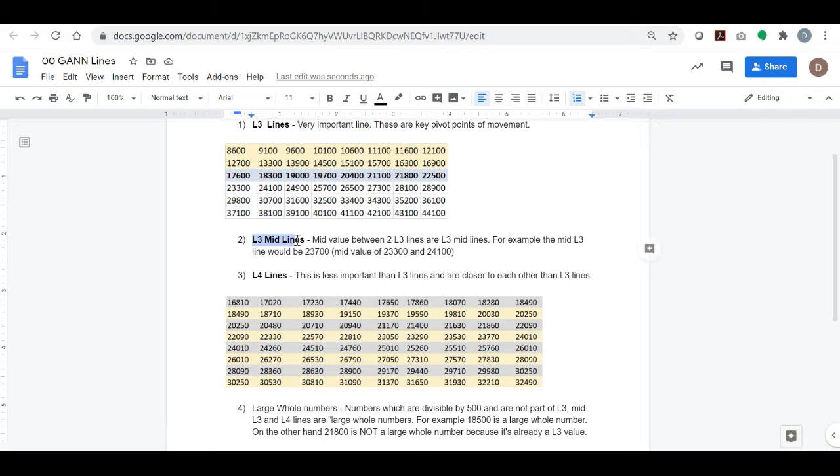Then there are L3 mid lines, which is the line between these two lines. So for example, if it is 19,000 and 19,700, then the mid line will be 19,350. It's called L3 mid lines.